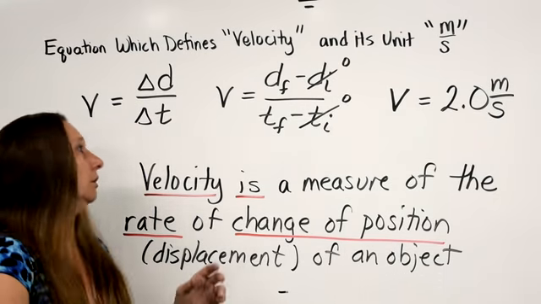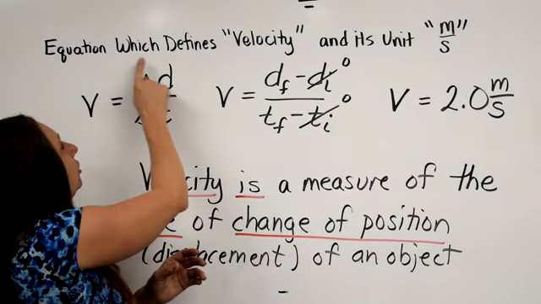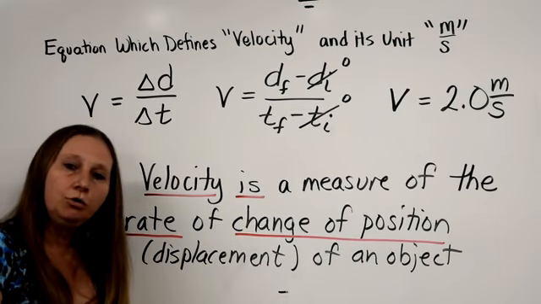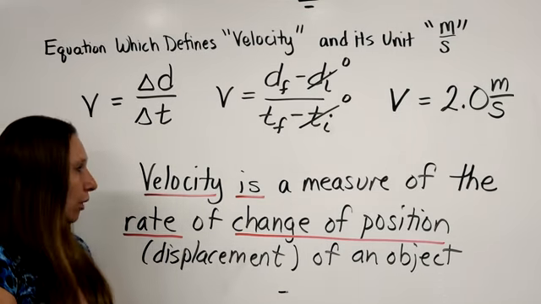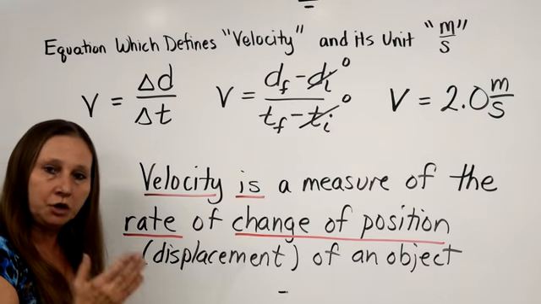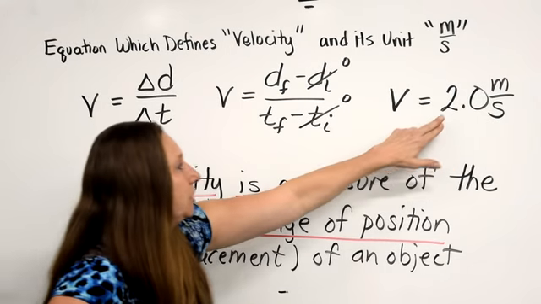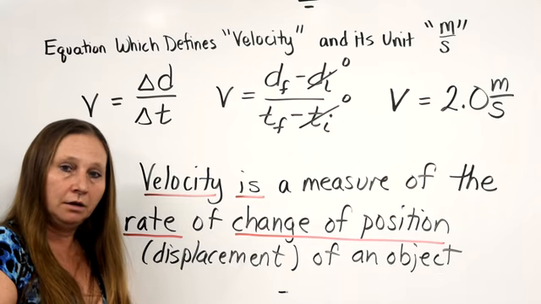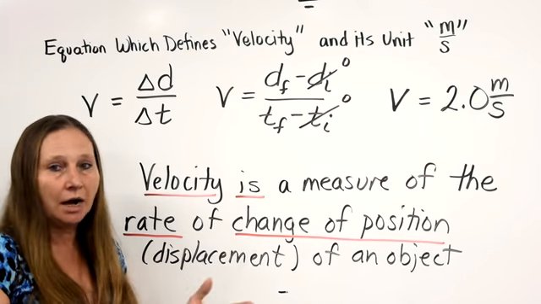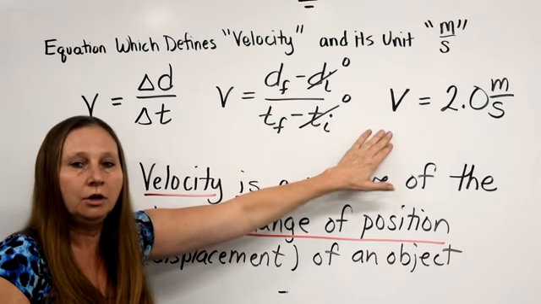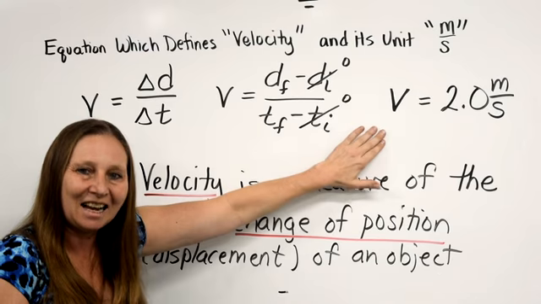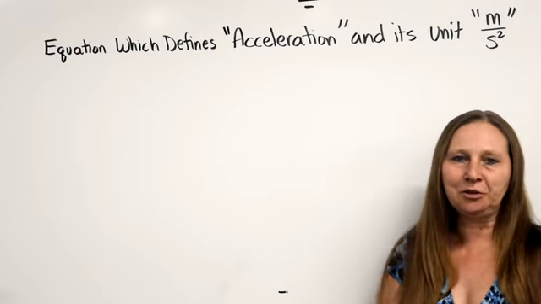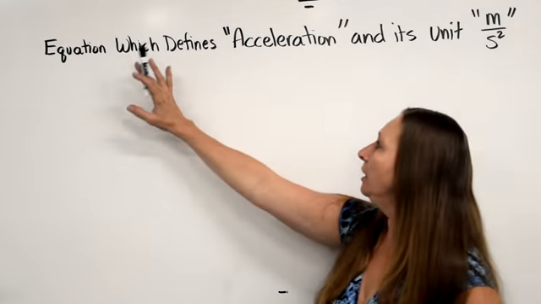So that's the equation which defines velocity, and also how to figure out the unit for velocity, and what velocity means. Your displacement is changing by the same amount every second. Your velocity, your speed, is not changing. You're not going faster, you're not going slower. This is constant velocity.